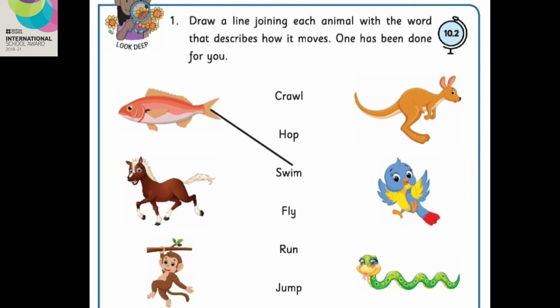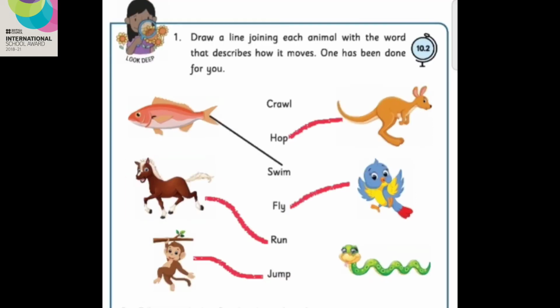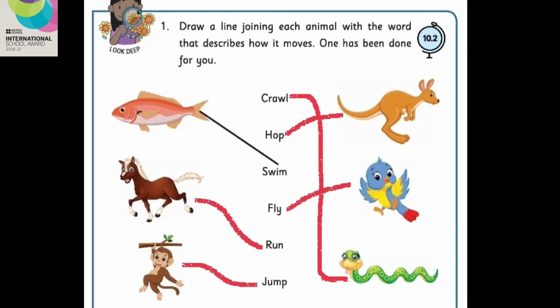Now next you can see horse. What will a horse do? Yes, it runs. What about monkey? Monkey will jump. And the next side, kangaroo. Kangaroos will hop. Kangaroos എങ്ങനെയാണ് മൂവ് ചെയ്യുന്നത് കണ്ടിട്ടില്ലേ? ഹോപ്പ് ചെയ്താ പോകുന്നത്. Birds fly. And finally snake crawl. Okay.